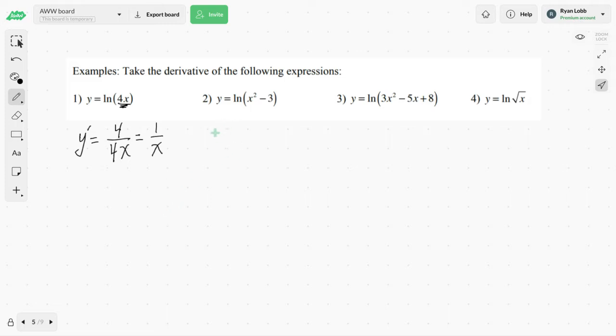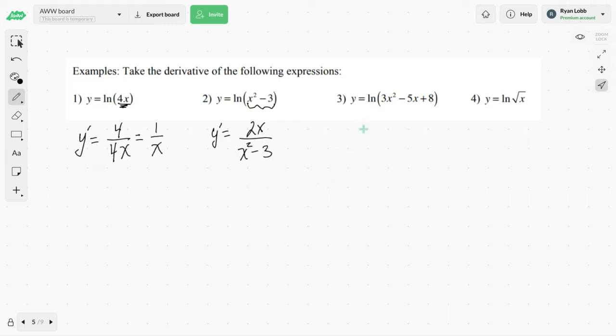Number 2, what's y prime? Well, y prime is equal to ln of, that's my stuff. So what's the derivative of the stuff with respect to x? We're taking the derivative with respect to x. The derivative of x squared minus 3 is 2x, over the stuff, x squared minus 3. Done. There's that one.